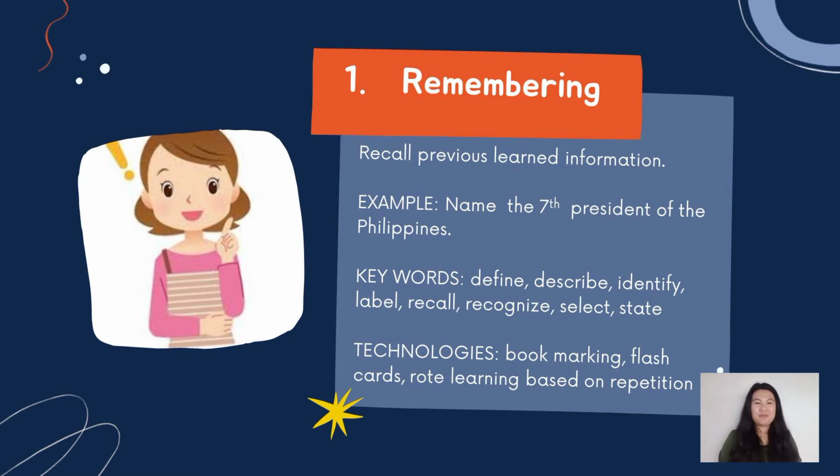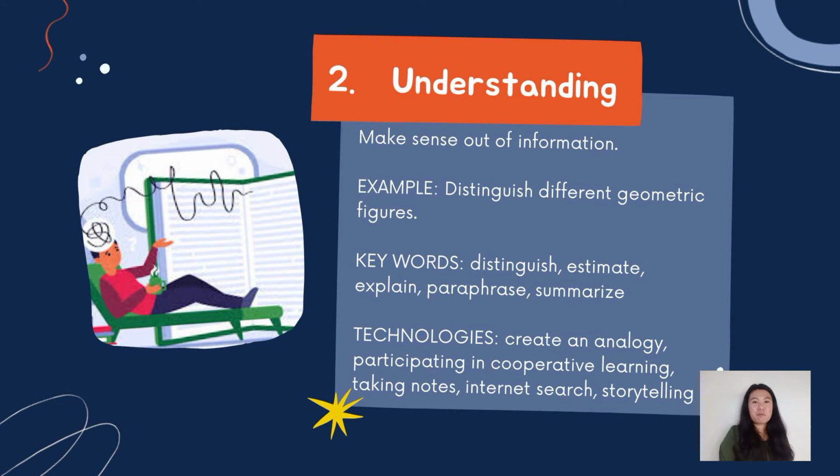The next cognitive process will be understanding. When we say understanding, it makes sense out of the information. It is something deeper than remembering. For example, distinguish different geometric figures, meaning to say you have to answer the question based on how you understand something and not just on how you remember those figures.